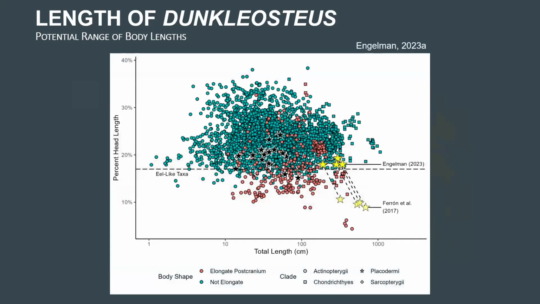In fact, these body proportions actually result in Dunkleosteus agreeing with other placoderms much more. So you can see here, that's the old estimates of Farrell 2017, and the new estimates actually result in Dunkleosteus being within the range of variation of non-elongate fishes, but just on the edge. The head is still unusually small relative to body size, even under this model.